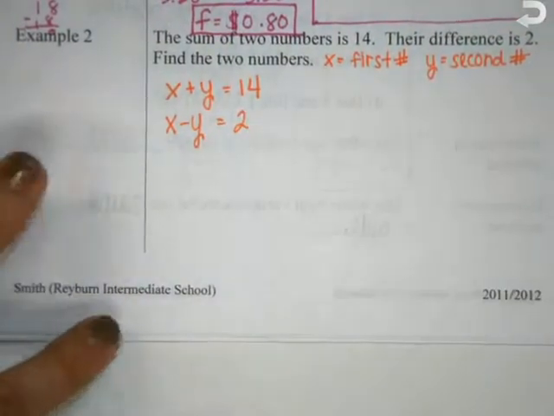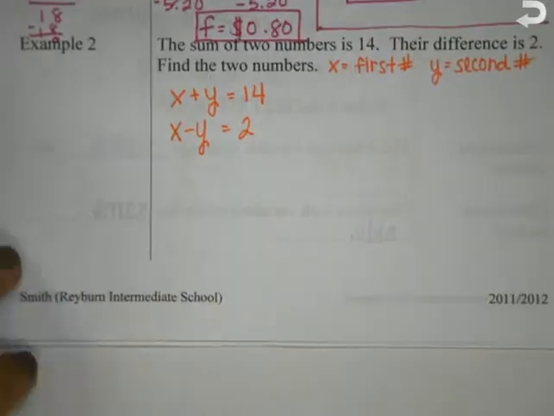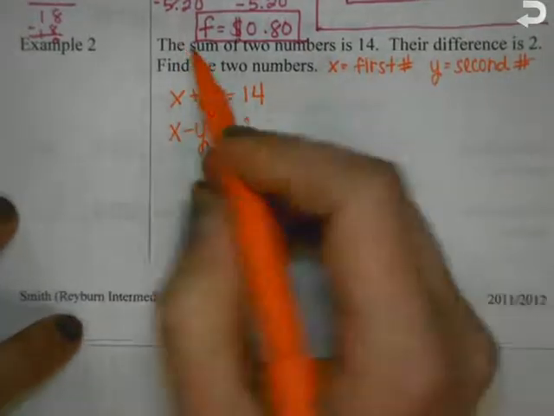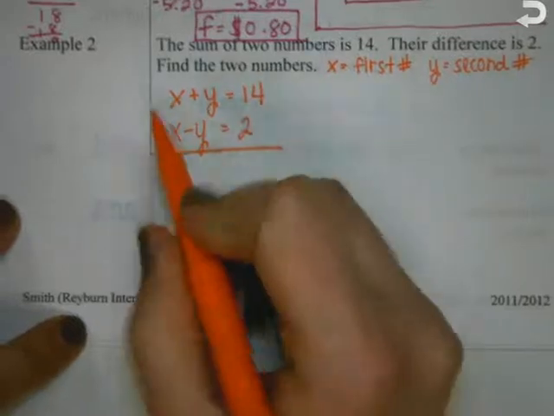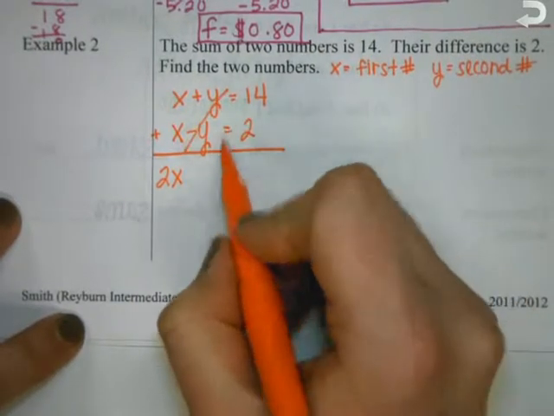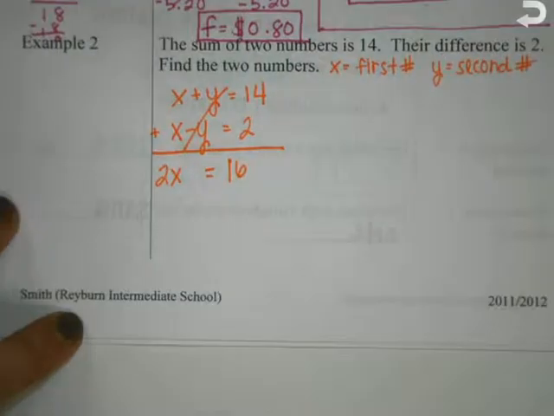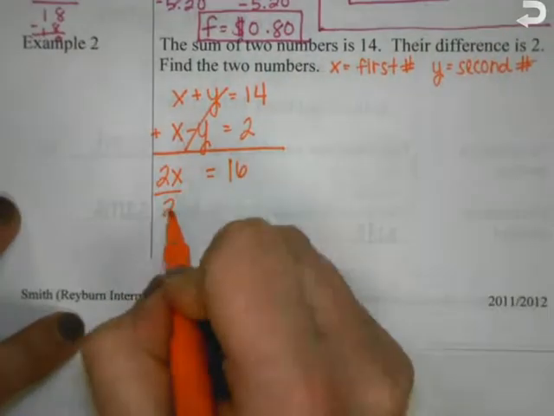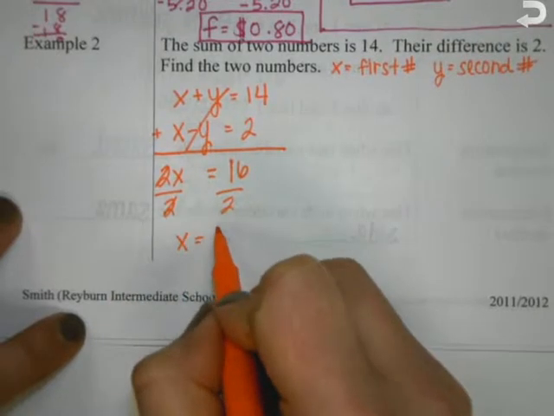What method are we going to use? Elimination. What am I going to eliminate, x's or y's? Y's. So we add the two equations. x plus x gives me 2x. y minus y cancels. 14 plus 2 is 16. Divide both sides by 2. So 2x equals 16, so x equals 8. That was easy.